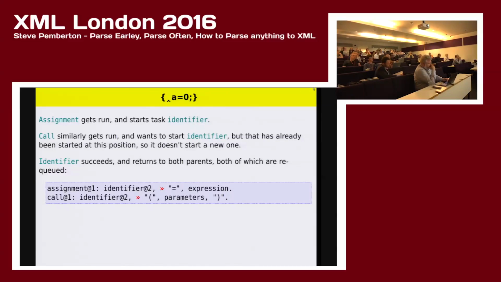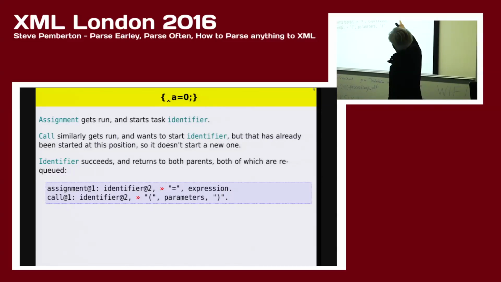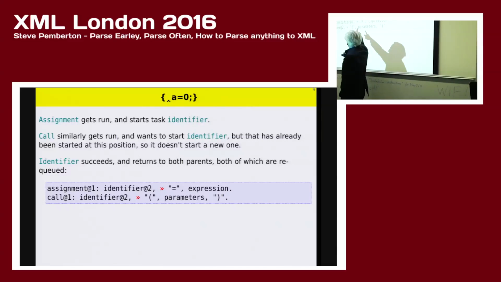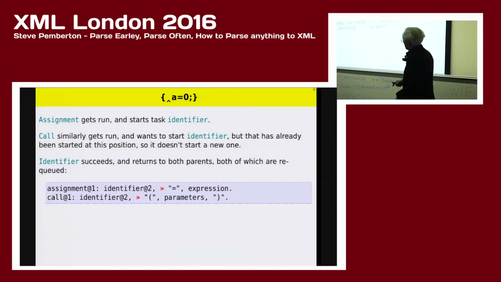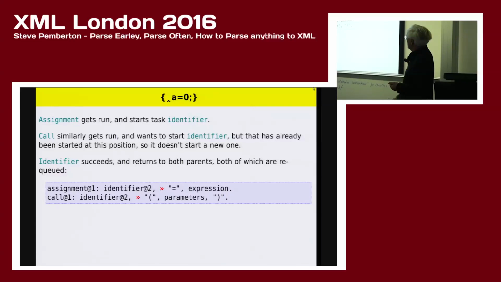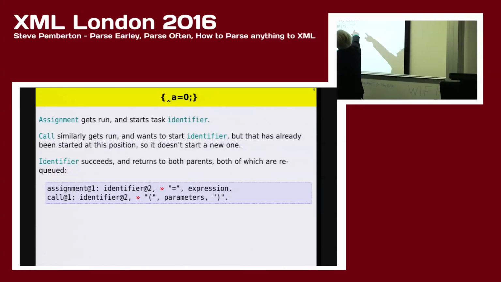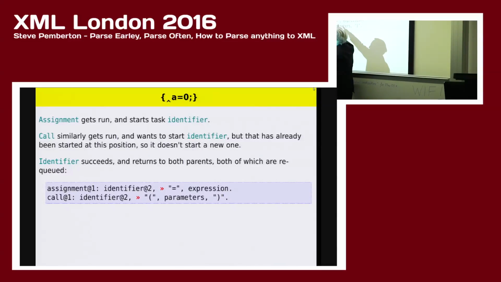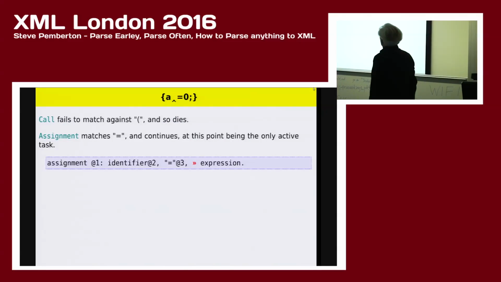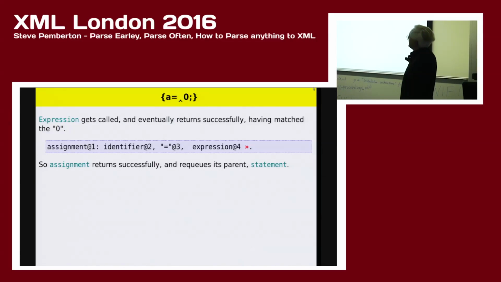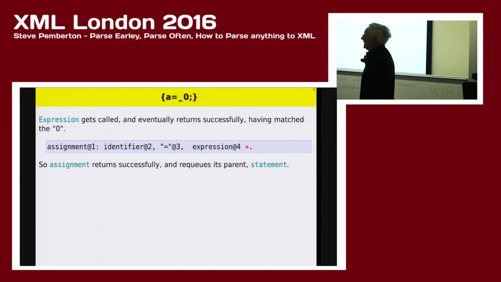So assignment gets run, starts identifier, call similarly gets run and wants to start identifier but doesn't. Identifier succeeds and returns to both of them, so that now both their PCs, program counters, are here, so they're running in parallel, as you can see. This one will now die because the next symbol is not a bracket, but it is an equals, so this one will carry on. And so on and so on. So I'm not going to go through all these steps. You can follow it in the proceedings.